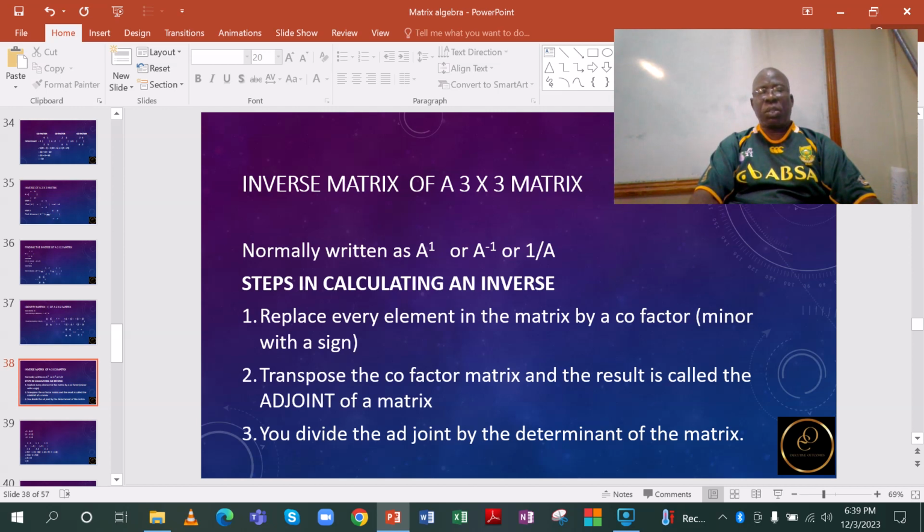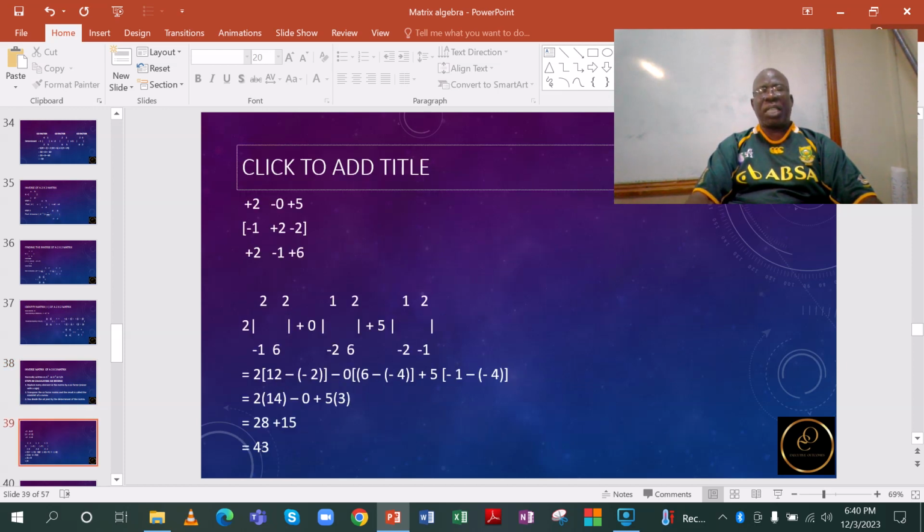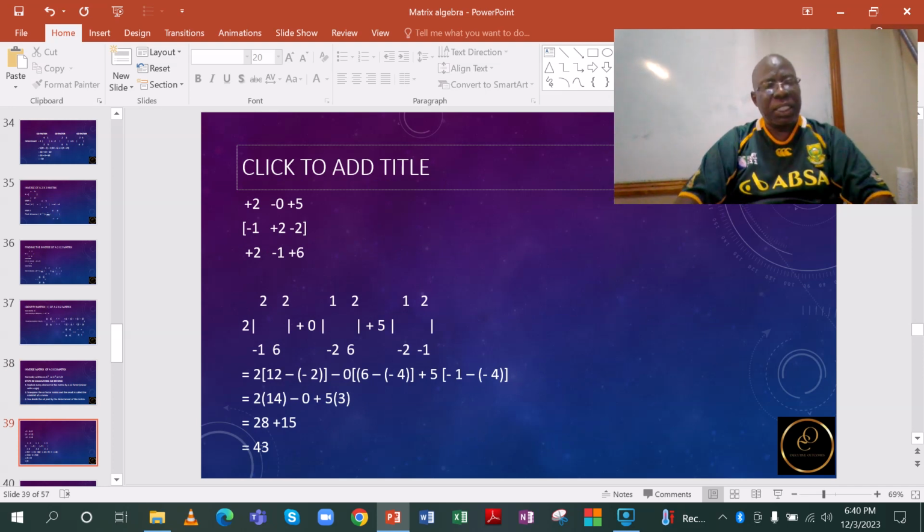So, steps in calculating the inverse of a 3 by 3 matrix. First, replace every element in the matrix by its cofactor, which is a minor with a sign, as I've already explained. Then transpose the cofactor matrix, and the result is called the adjoint of the matrix. Third, you divide the adjoint by the determinant of the matrix. Then you have the inverse of a 3 by 3 matrix. So let's look at how that is done.